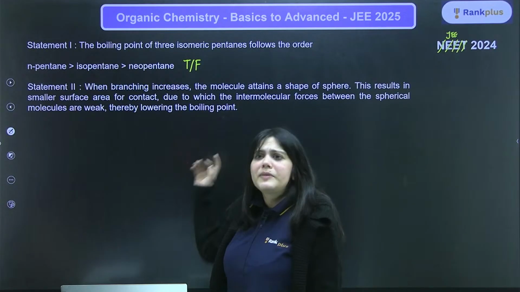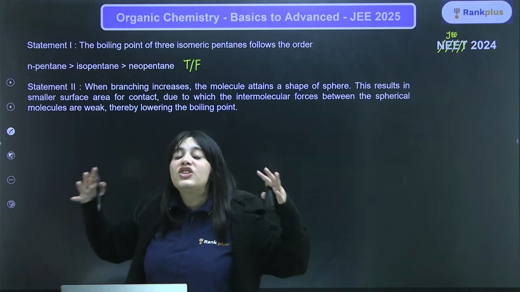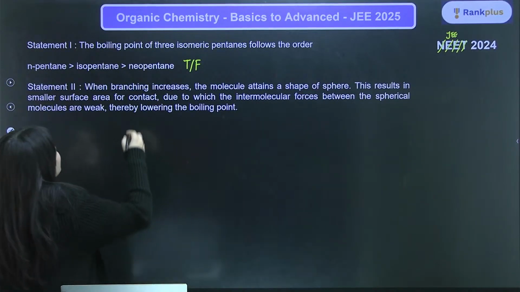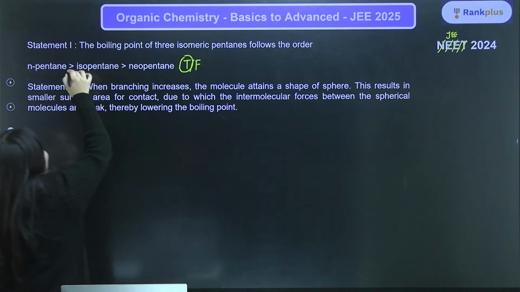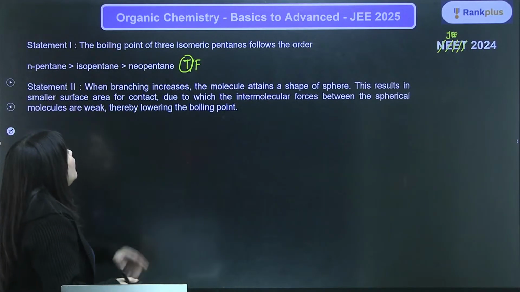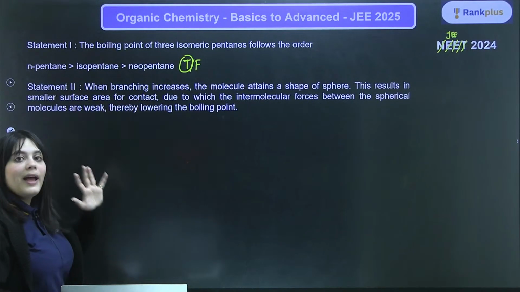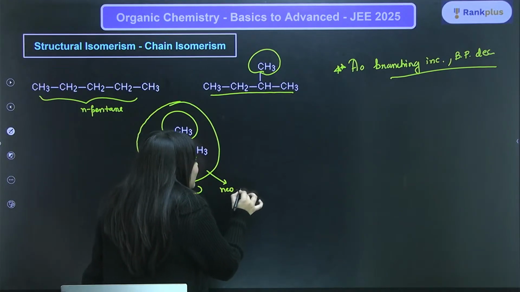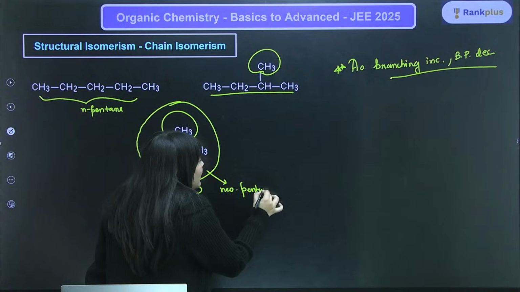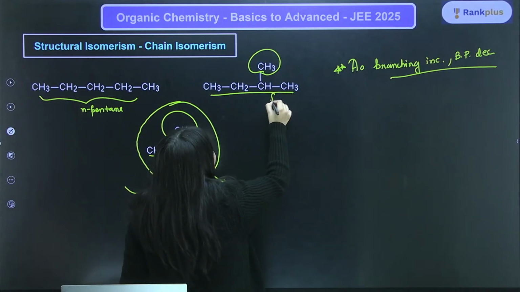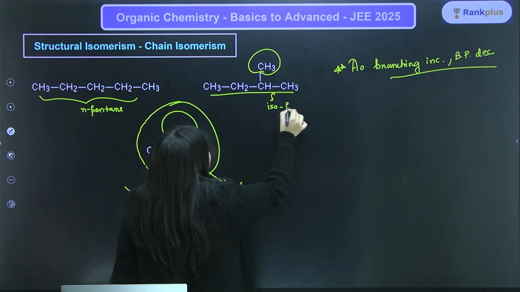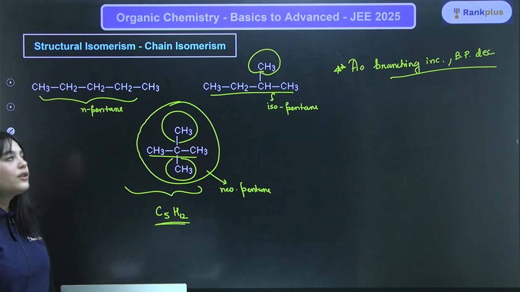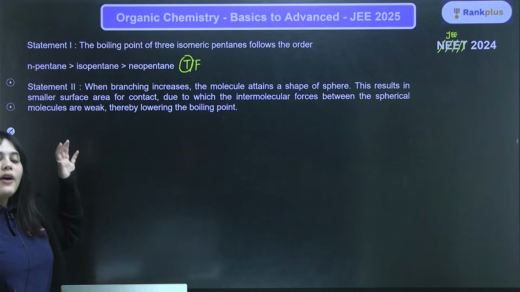So this is the absolutely correct order, because as the chain length increases, boiling point increases, right? So this is absolutely true. Normal pentane has the highest boiling point, followed by isopentane, followed by neopentane. So this one is called neopentane, and this one is called isopentane. Understood? Let's move forward. This first statement is true.